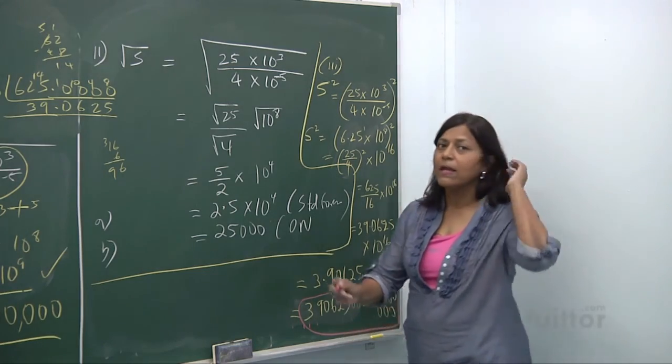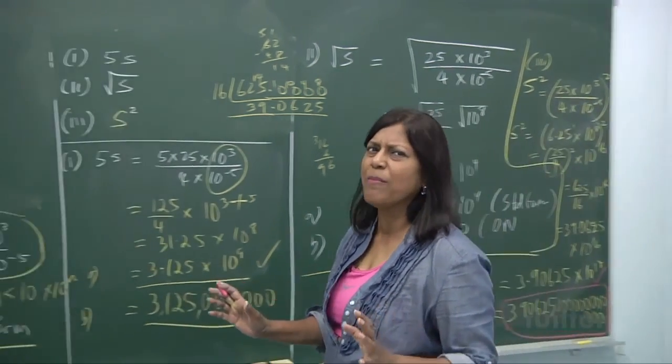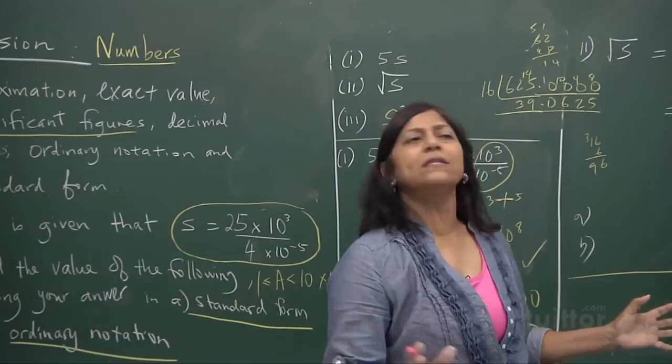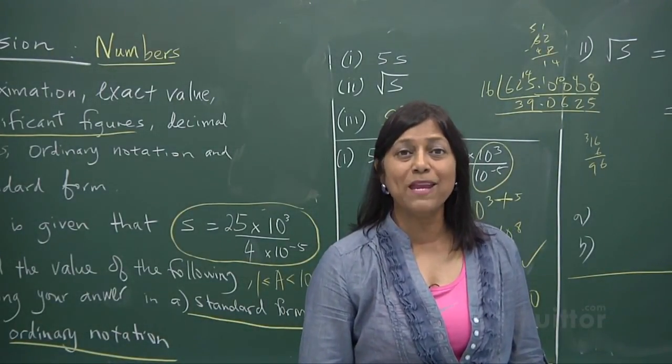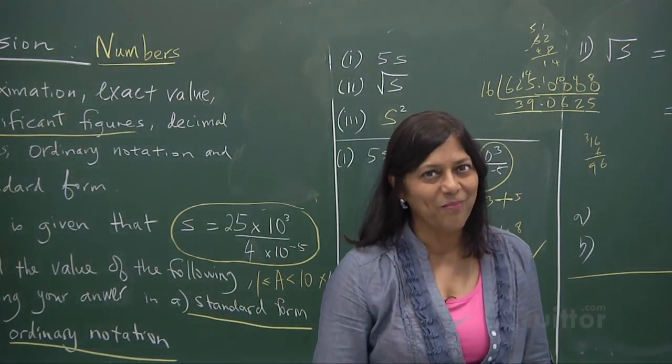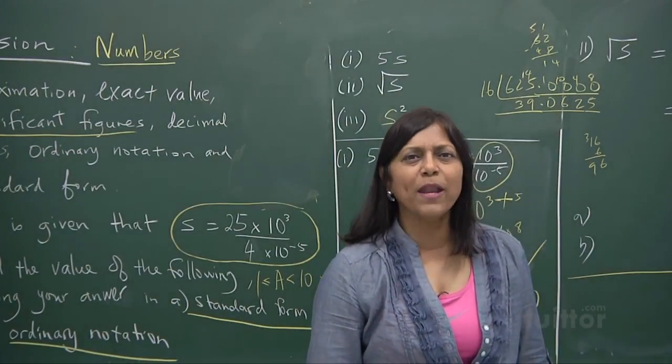Alright? So do y'all see? In ordinary notation, there are so many zeros you're going to put in, or if it's a very small number, ordinary notation may not be as good as standard form. Alright? So I hope you got a hang of it.